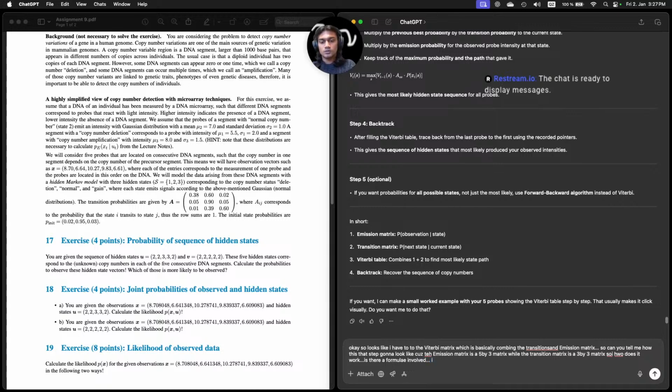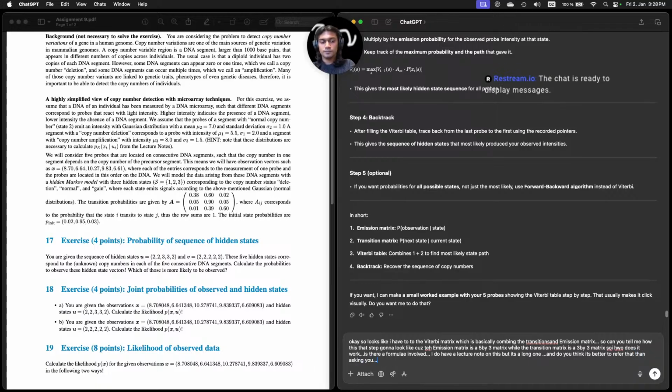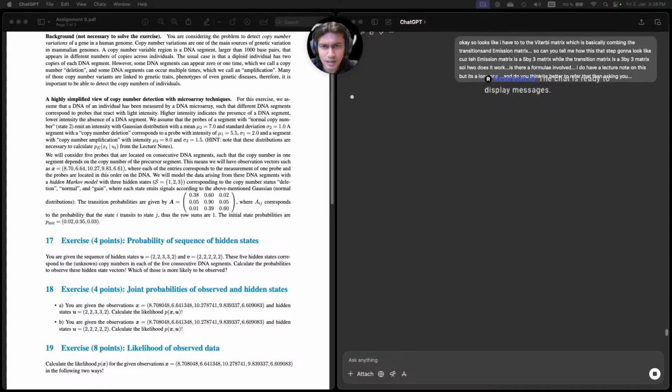I do have a lecture note on this, but it's a long one, and do you think it's better to refer to that than asking you? Why am I asking ChatGPT if it's good to use ChatGPT? Stupid me.